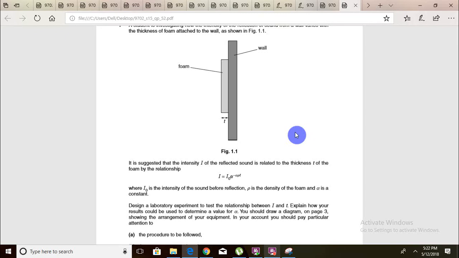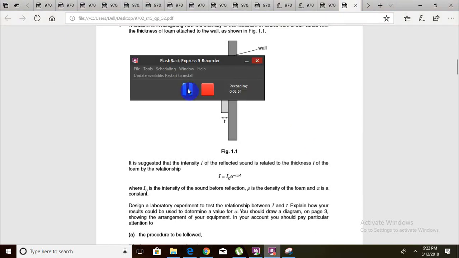What are the constant variables? The original intensity of sound produced, the frequency of the sound produced, the density of the material, the distance between the loudspeaker and the foam, and the microphone and the foam. These are all things you need to keep constant. So we have successfully identified all the variables and classified them.